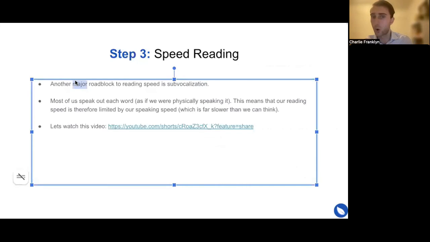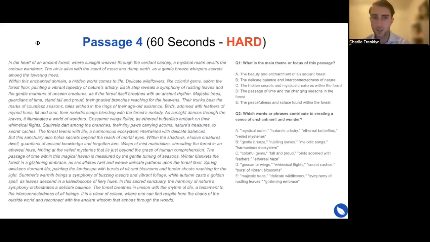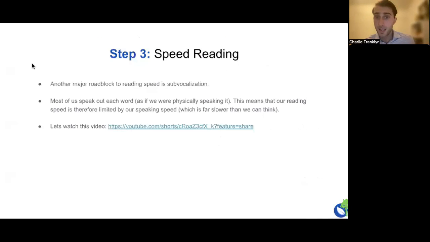And really one of the biggest roadblocks to reading speed is subvocalization. And what this means is most of us speak out each word as if we're physically speaking it when we read it. So for example, if we look at this passage, most people will say, if you look at my lips, when they're reading it, they'll be like, so they won't be saying the words, but in their head, they'll be speaking it out. And what that means is that your reading speed is limited to your ability to speak.